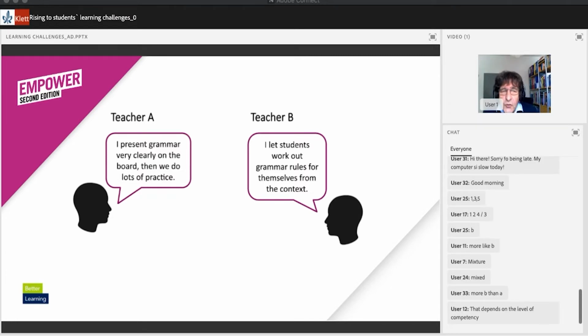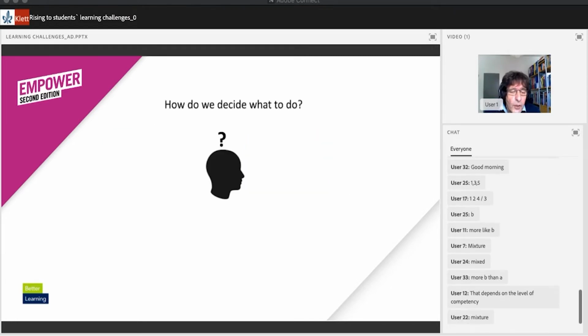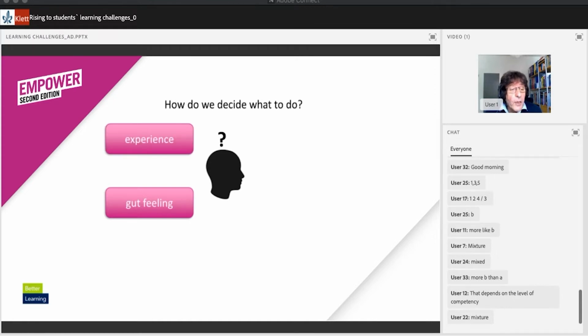Clearly there's no right or wrong answer to this, but what is an interesting question, I think, is how do we decide which of these approaches we take? How do we decide what to do? And I think there are various ways in which we can decide. It might be to do with just our gut feeling. Well, you know, it seems to work. It might be to do with our experience in teaching. This is the way I've always done it, always seems to work. Or perhaps this is the way I learned and that seemed to work.